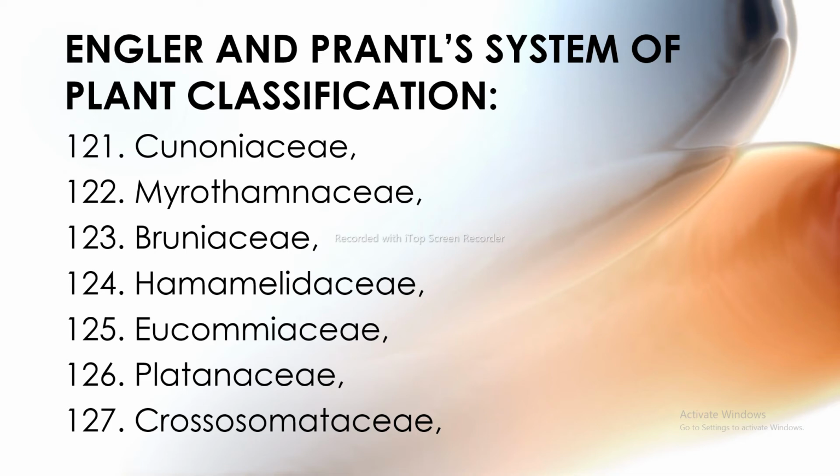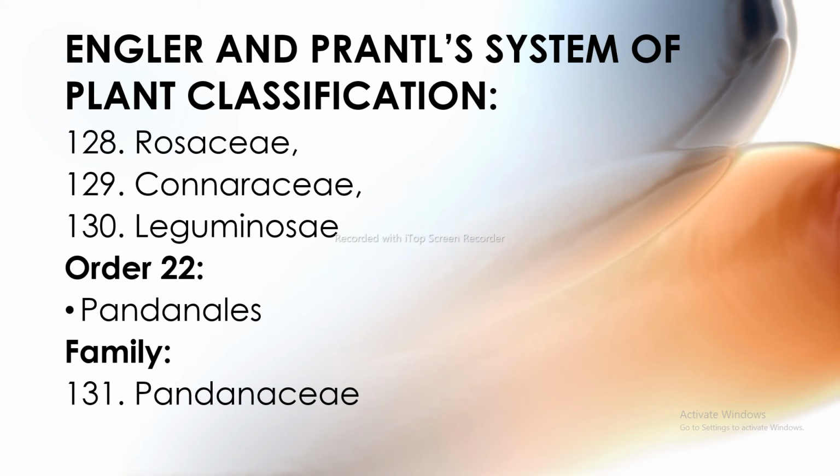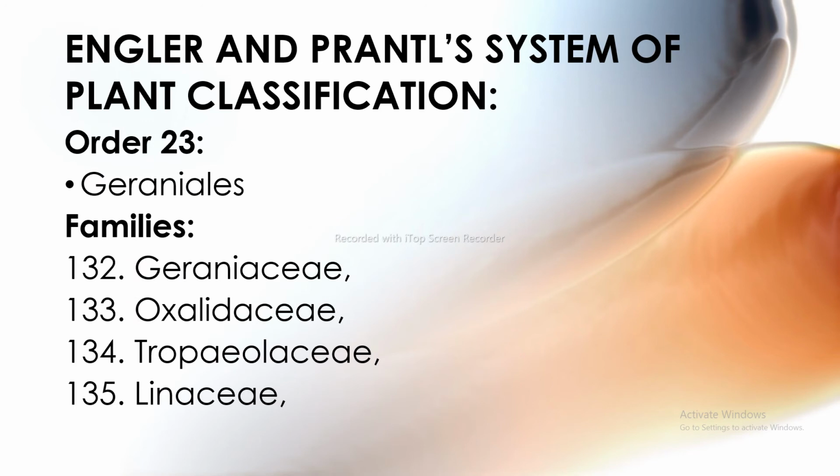Hamamelidaceae, Eucommiaceae. Next is Platanaceae and Crossosomataceae. Next is Rosaceae and Connaraceae. Next is Leguminosae. Order 22 is Pandales. Includes the family Pandaceae.